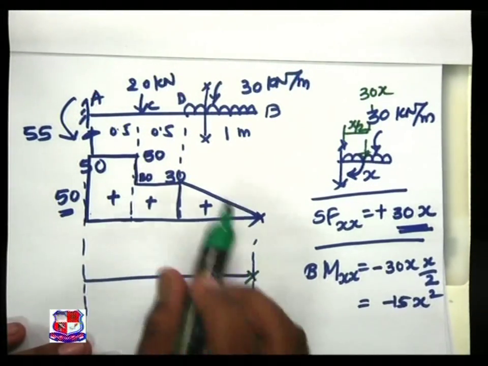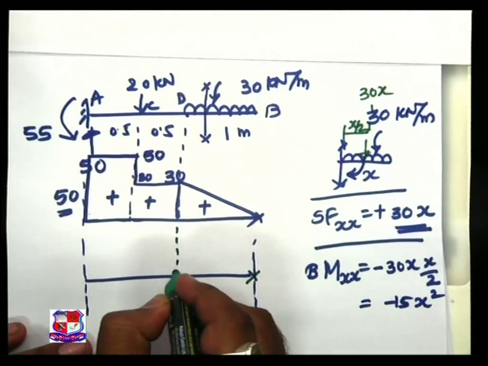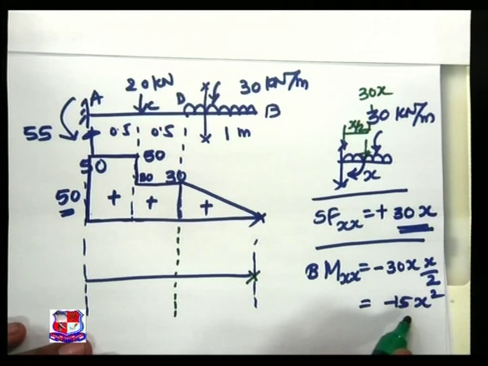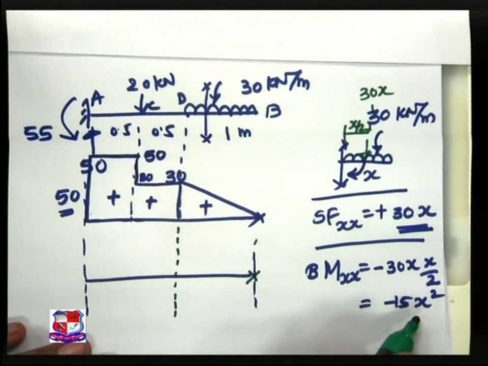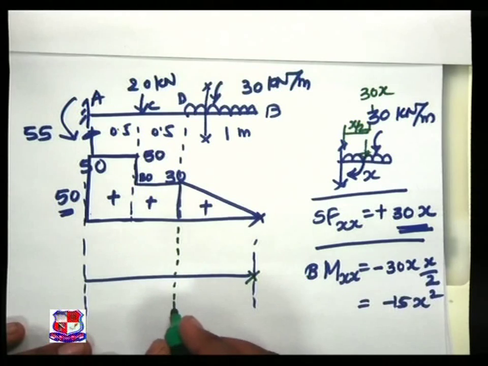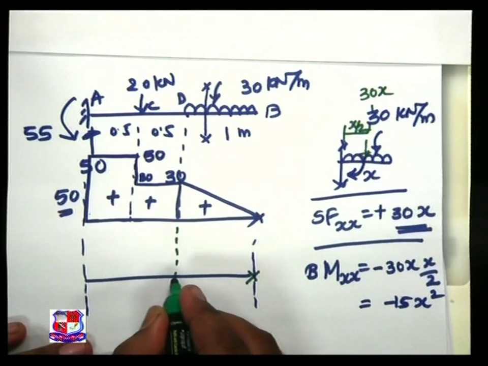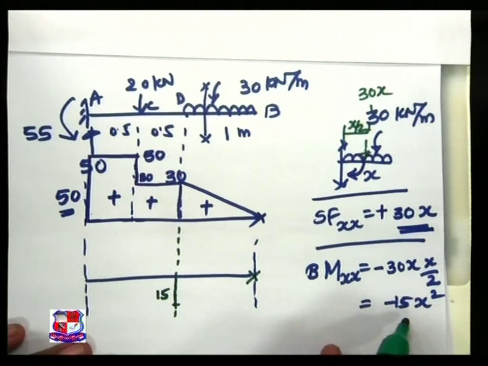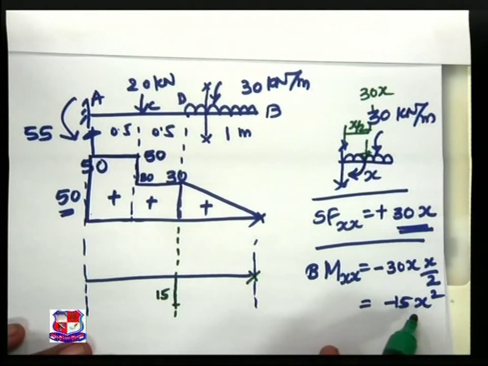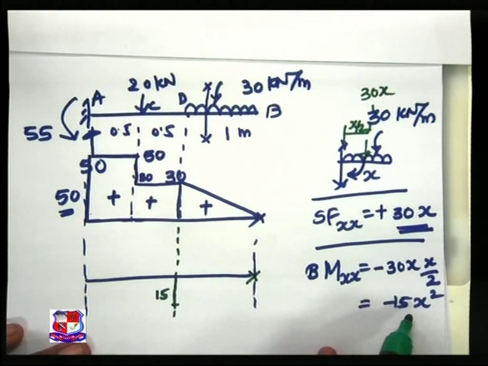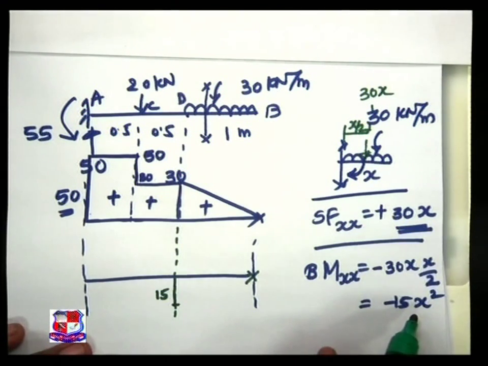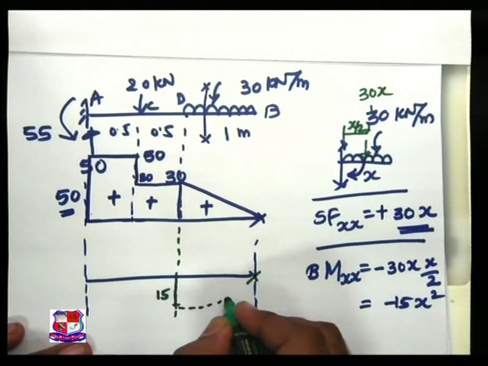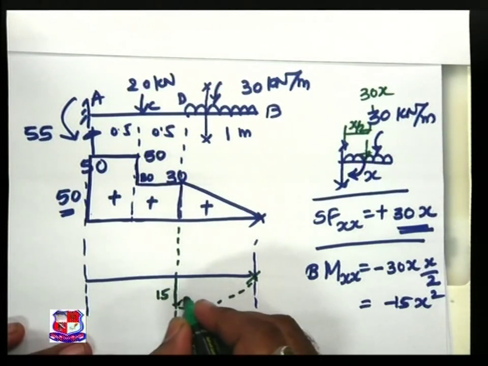Then x is equal to 1 means the variation we achieve over here. Then minus 15 into 1 square, that is 1. 15 into 1, 15. This ordinate is of 15. Now this is an equation of parabola. So should I join this parabola like this, or should I join the parabola like this?